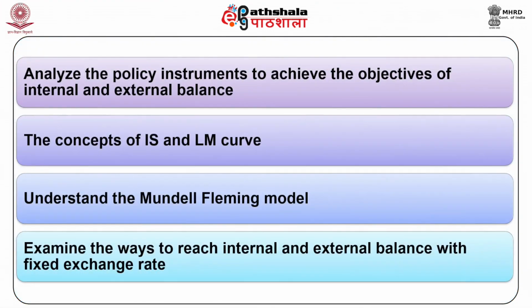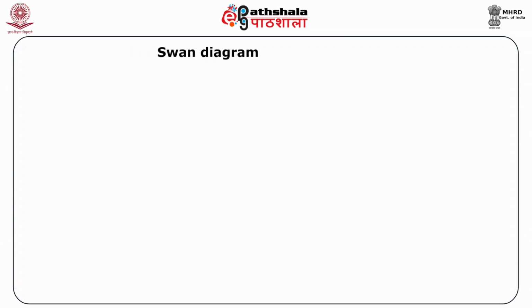After completing this module, you shall be able to analyze the policy instruments to achieve the objectives of internal and external balance, understand the concepts of the IS and LM curves and the Mundell-Fleming model, and examine the ways to reach internal and external balance with fixed exchange rate. Let us begin by analyzing the Swan diagram.